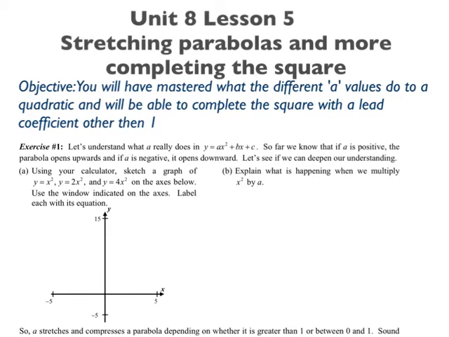Using your calculator, sketch a graph of y equals x squared, y equals 2x squared, and y equals 4x squared on the axes below. Use the window to indicate the axes. Label each with its equation. What I'm going to do for you right now is label the three of them. The first one I'm going to label gray, and that's my y equals x squared.